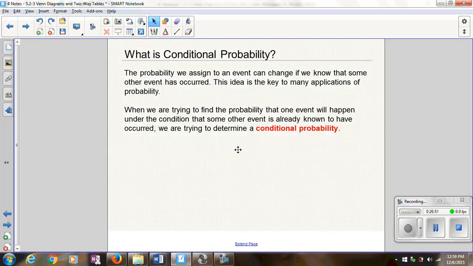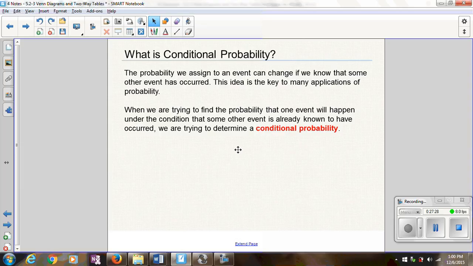Okay, the next type of probability that we want to talk about is conditional probability. And we actually saw this as part of our summer assignment. Remember when we were looking at marginal distributions and conditional distributions? We deal with conditional probability when we have two different variables or two different events, and we're trying to find the likelihood of one event occurring if we have knowledge about the other event occurring. So conditional probability is the probability we assign to an event, and it can change if we know that another event has already occurred. This idea is very key to a lot of applications that we're going to do.